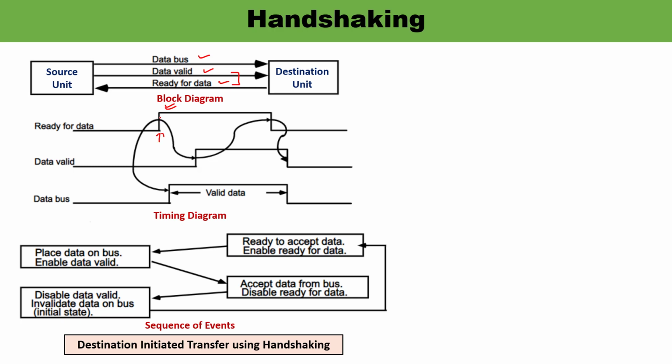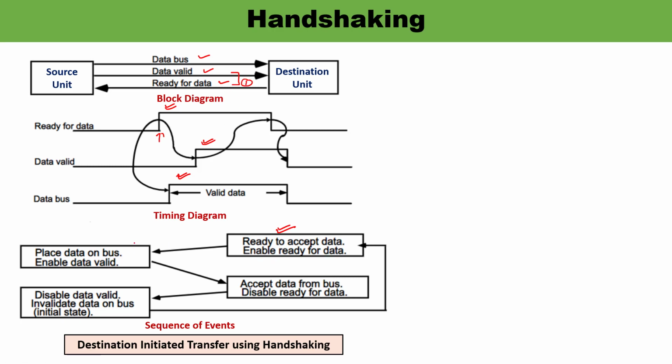When it is ready for data, ready to receive the data, then data is being placed on the data buses, and when data is being placed, then the data valid control signal is being activated, which gives an indication to the destination unit. As you can see in the sequence of events, first the destination unit shows its willingness that it is ready to accept the data, meaning it will enable the ready for data line, this particular line, right?